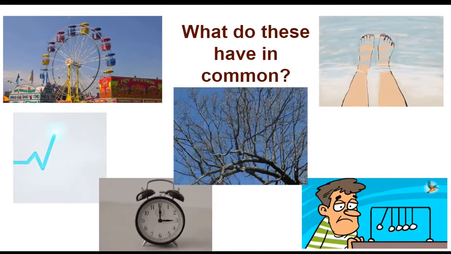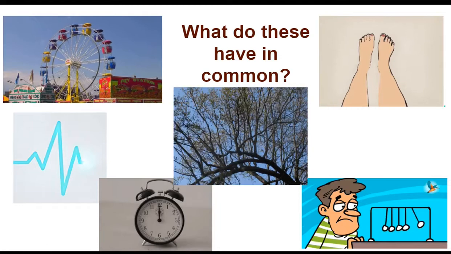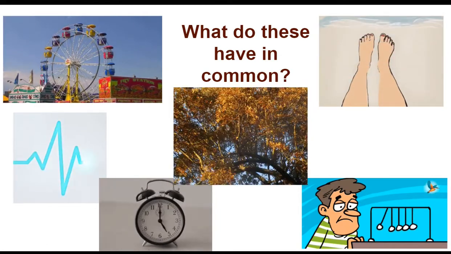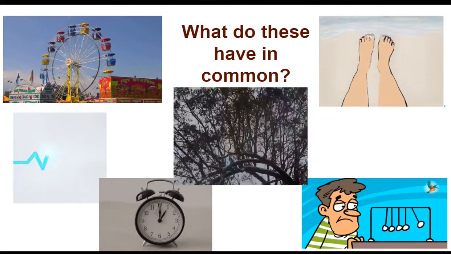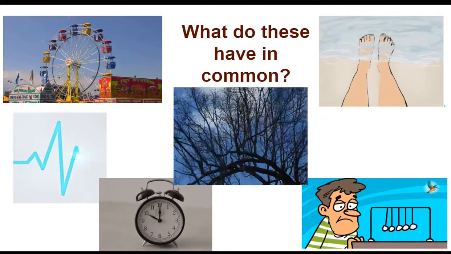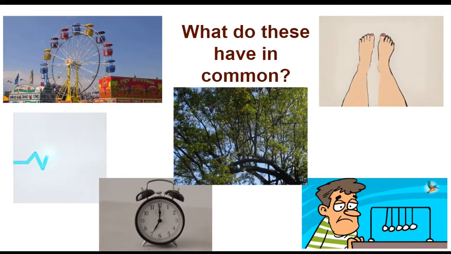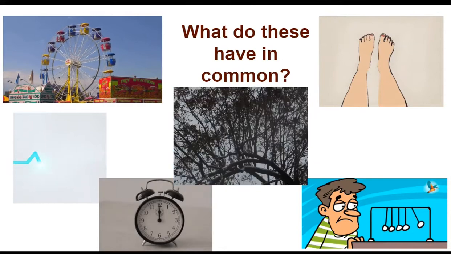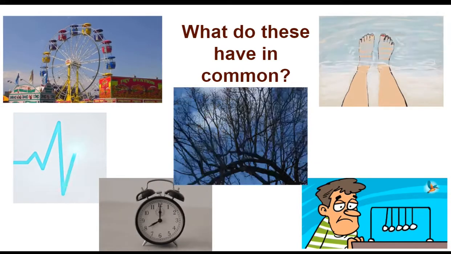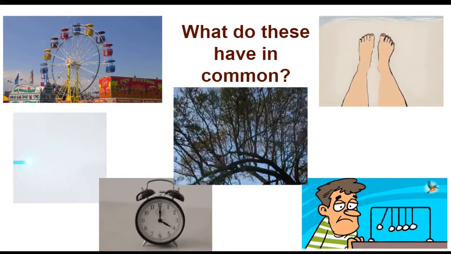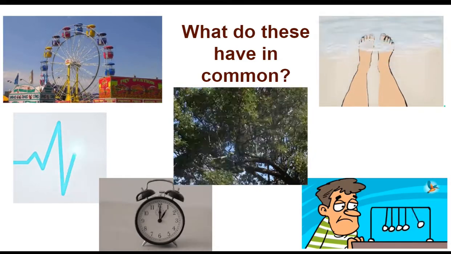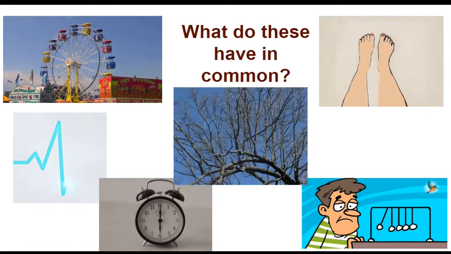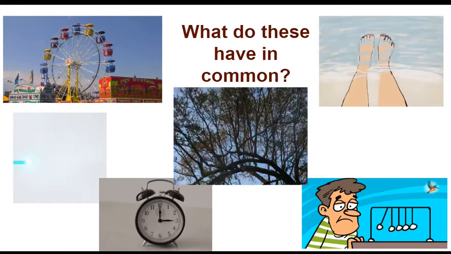So you will notice a Ferris wheel turning at the top left. You'll notice a heartbeat, a clock with the hand going around. You'll notice the seasons changing on a tree. You'll notice the tide coming in and out, so water coming in and out onto the shore and back out. And you'll notice a person playing with a toy that has things swinging back and forth. So what do these things have in common?